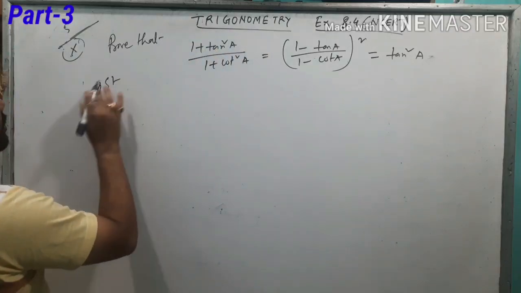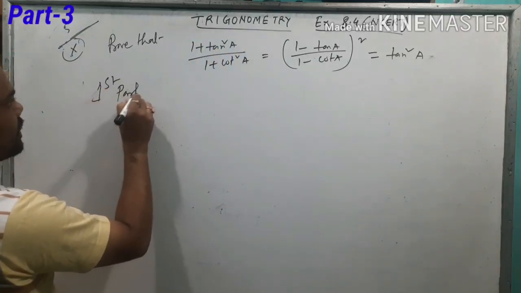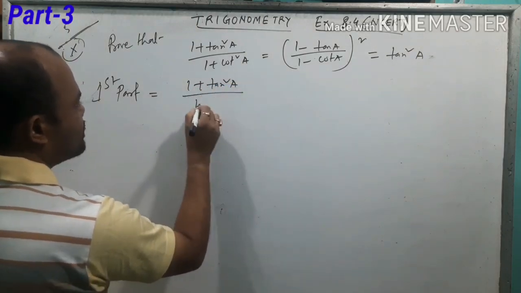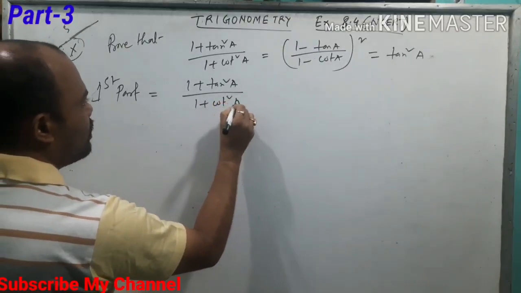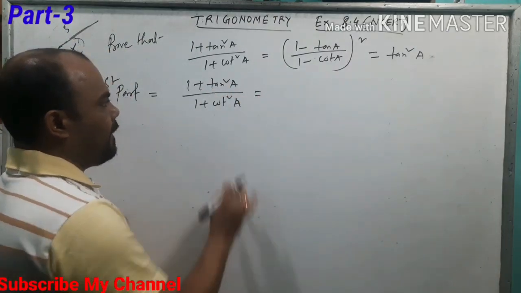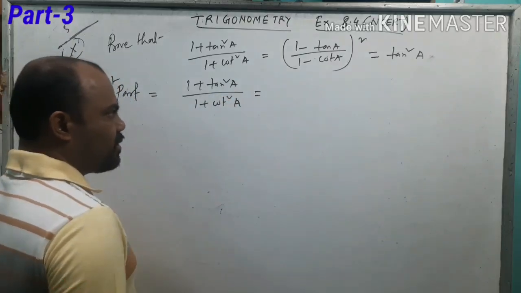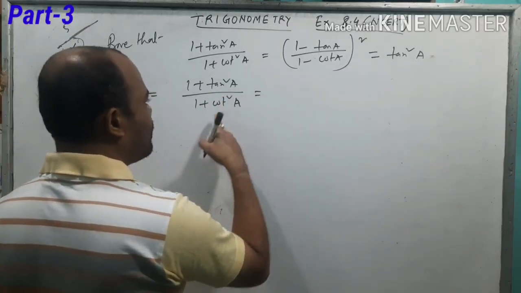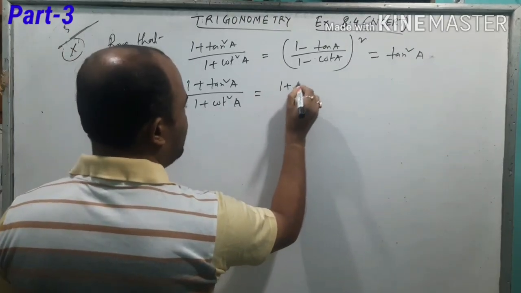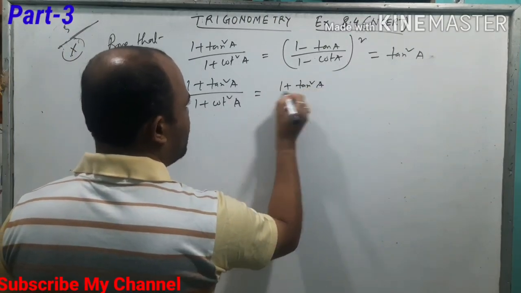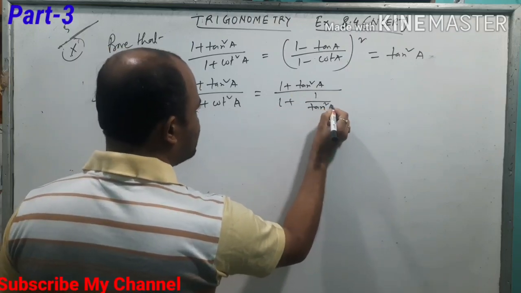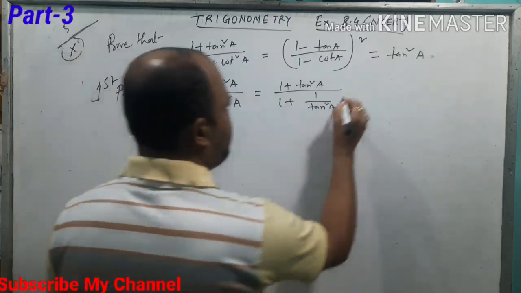We are writing first part equal to, what is the first part? It is tan square a by 1 plus tan square a, by 1 plus cot square a. Now see, here tan and cot are there. There is a relation between tan and cot: tan a equals 1 by cot a, or cot a equals 1 by tan a. So I am converting cot. Cot is 1 by tan, so as it is cot square, it will be 1 by tan square a.